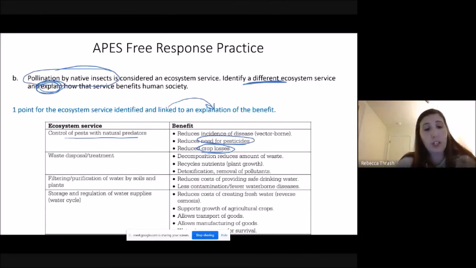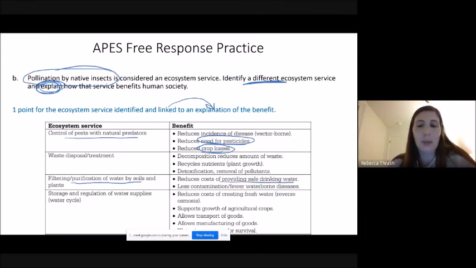You also could have talked about the things that we talked about with that mangrove swamp, filtering and purification of water by soil and plants. This reduces the cost of us having to make our drinking water safe by artificial means of purification. And this also reduces health issues because we have less contamination and fewer waterborne diseases.